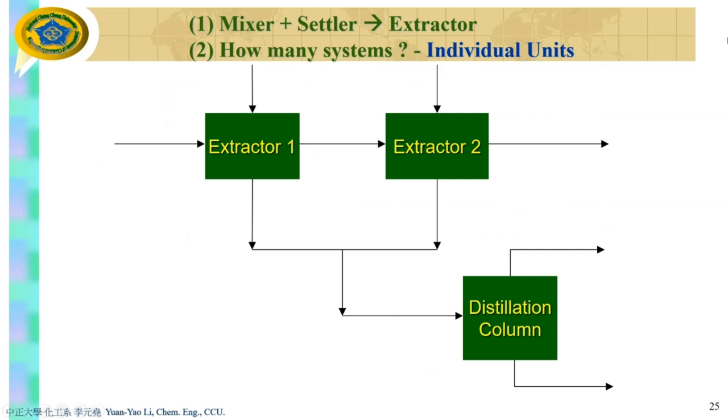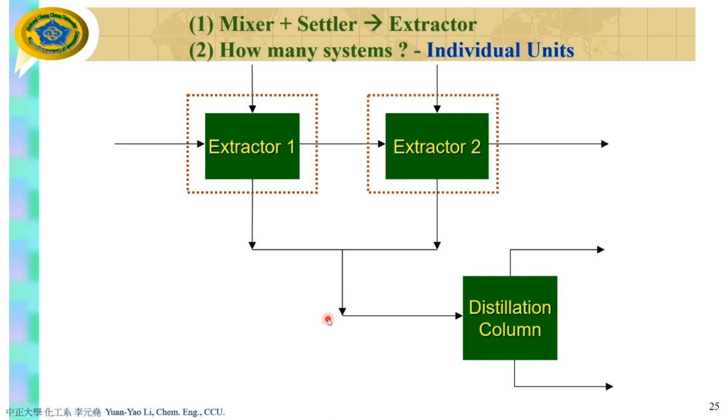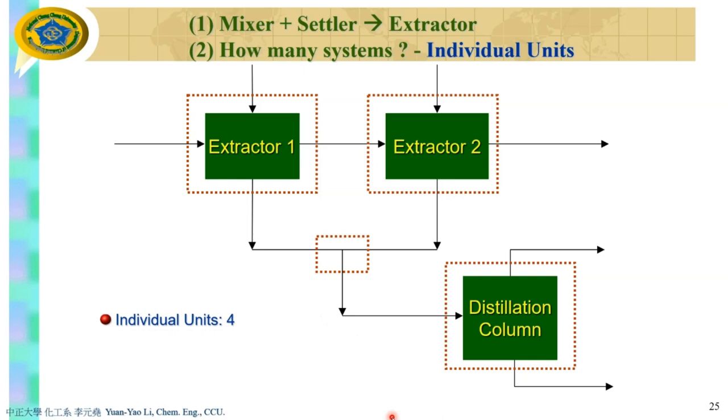Right, so let's start here first, and I want to let you know how many systems there are in this process. Please work with me on this slide. So how many systems, individual units, can you tell me? 1, 2, 3, 4, right? So there are four individual units.